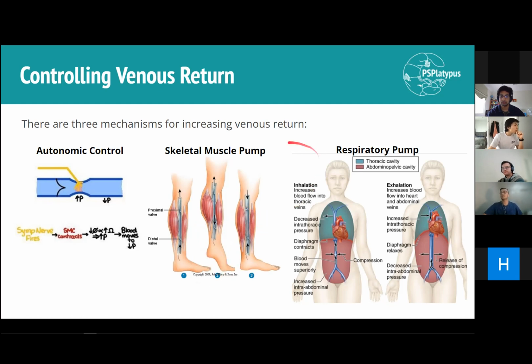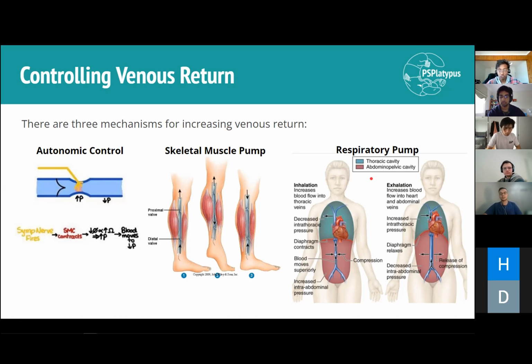Okay, the last mechanism is the respiratory pump. The respiratory pump is probably the one that is hardest to understand. So I've got this diagram here, which hopefully clears things up. So I think we'll start off, I know it's got inhalation here on the left and exhalation on the right. I'm going to start off the opposite way. So we're going to look at exhalation first. So exhalation, you breathe out.